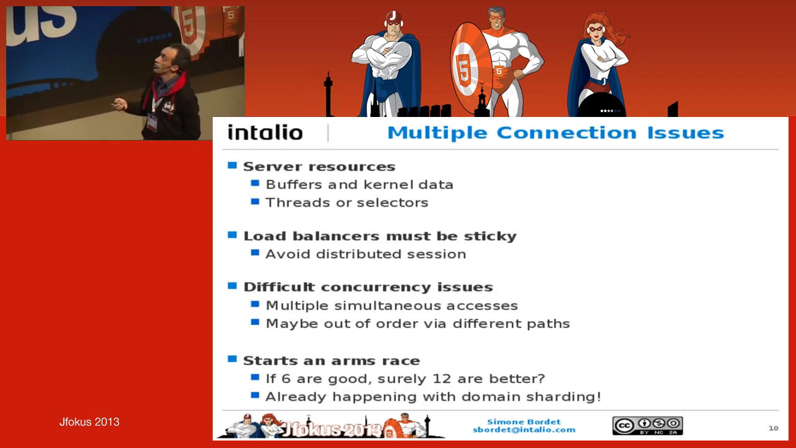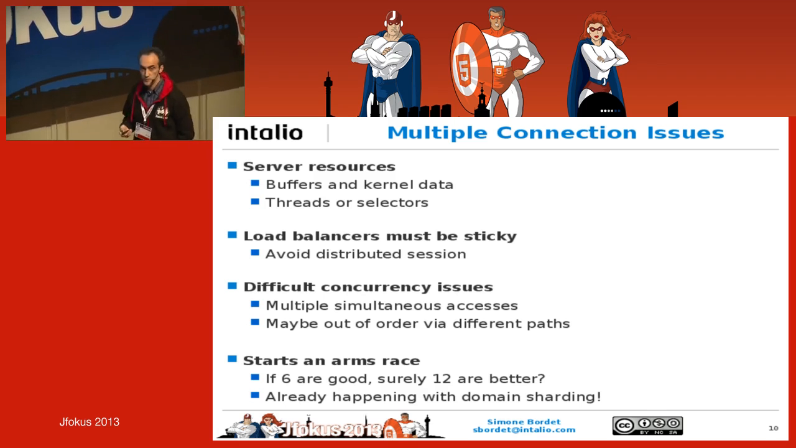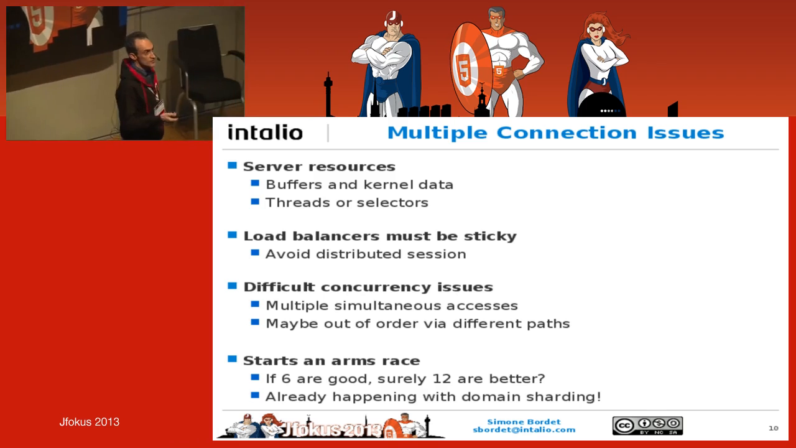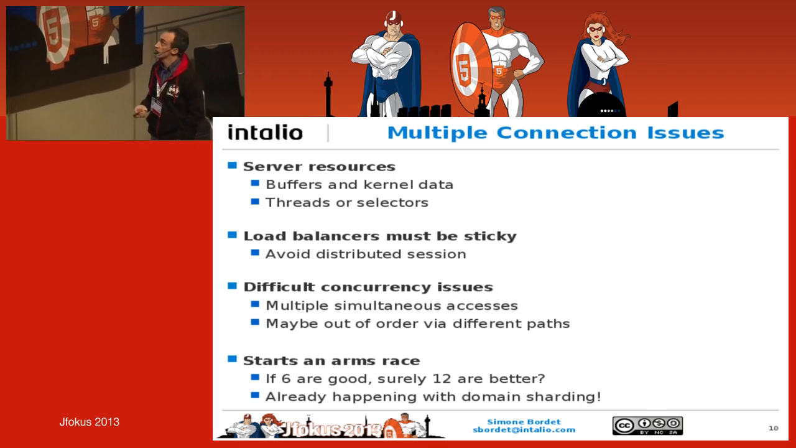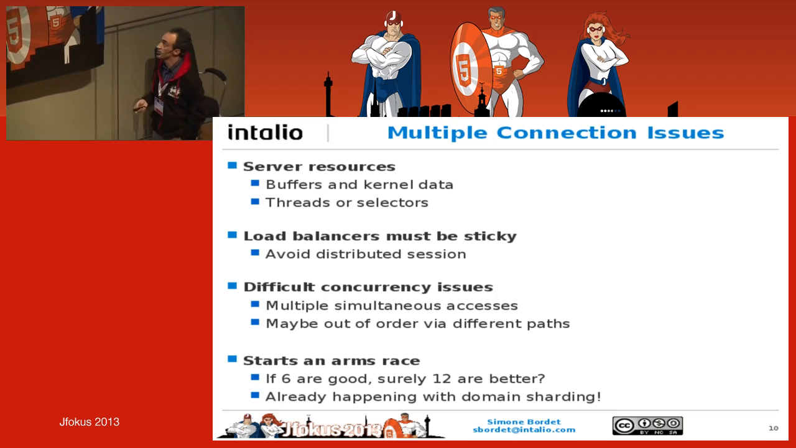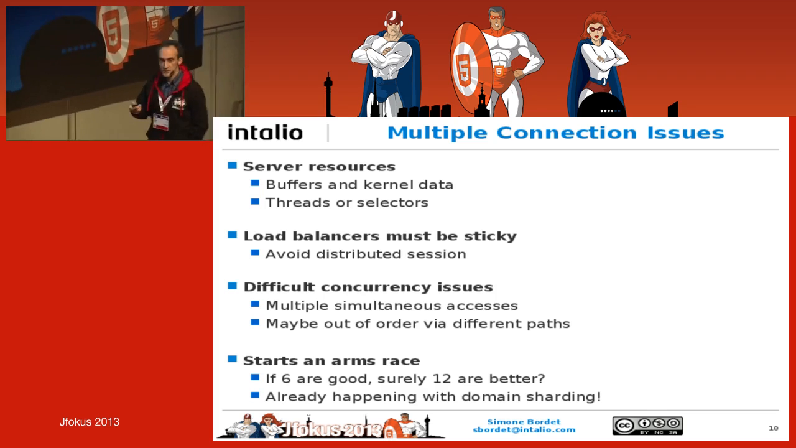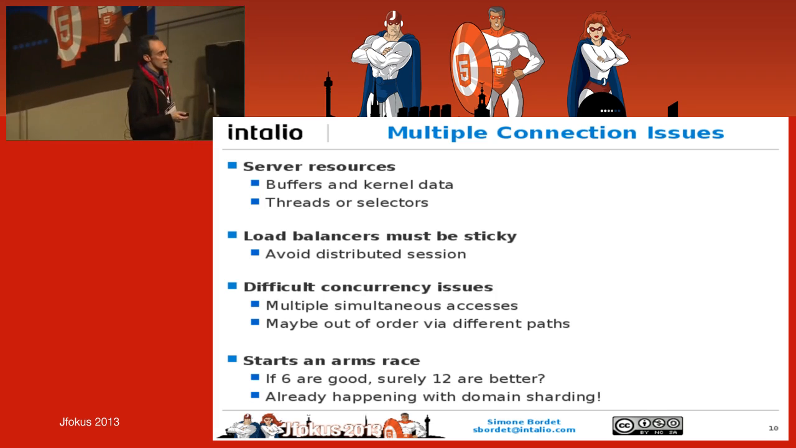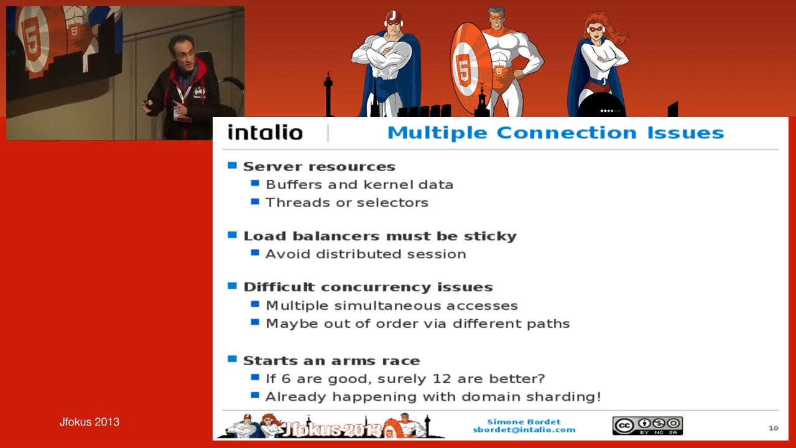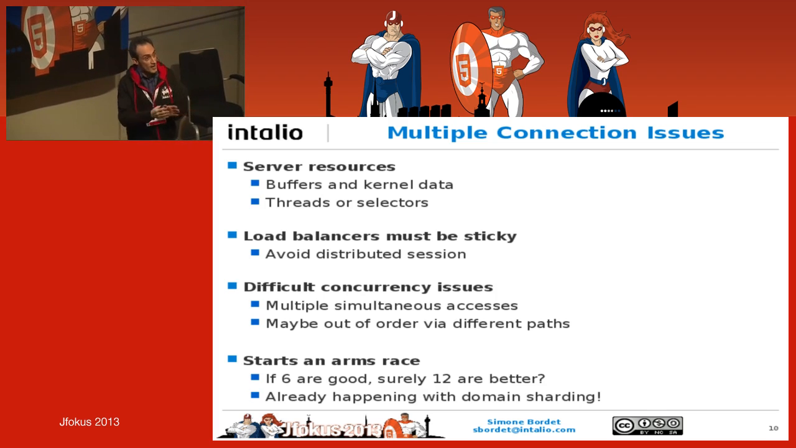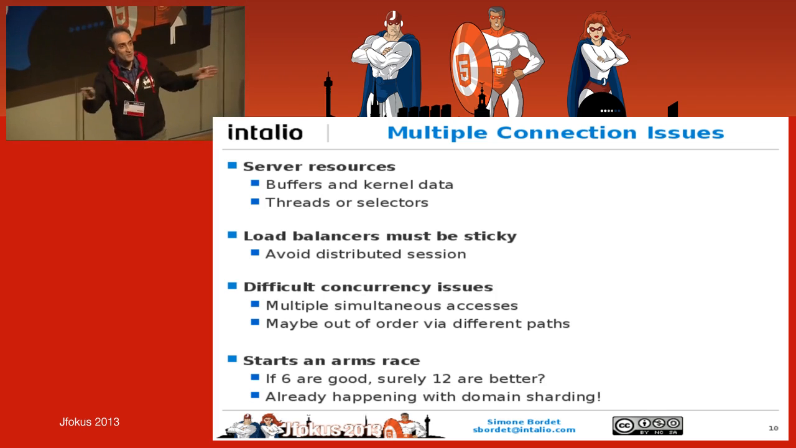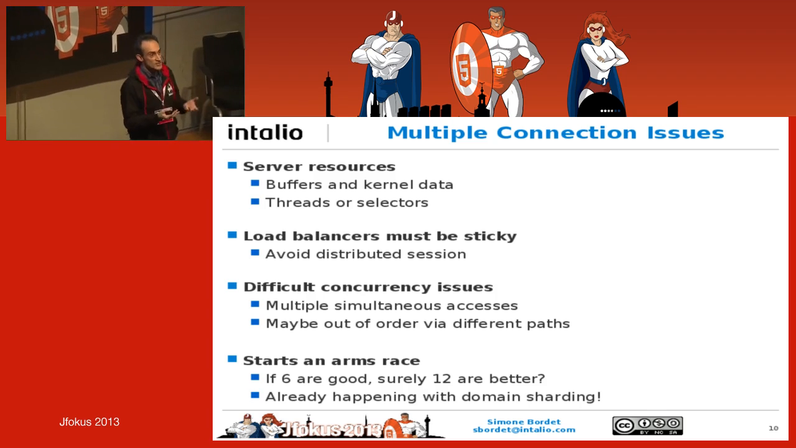What kind of cost? Well, there's a server-side cost. You have to open multiple file descriptors on the server side. You have to allocate buffers. You have to allocate kernel resources. You have to allocate threads. And you get a number of other things that you don't think of immediately, for example, you need to have your load balancer stick all the connections from the same client to the same server. You cannot open 6 connections and have those spread among your servers, because there's normally some state that you want to keep.